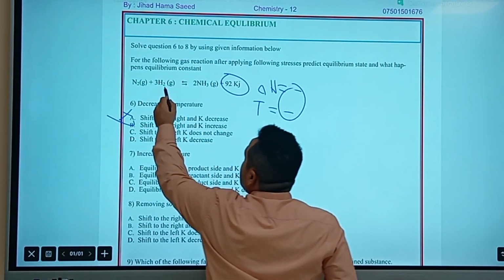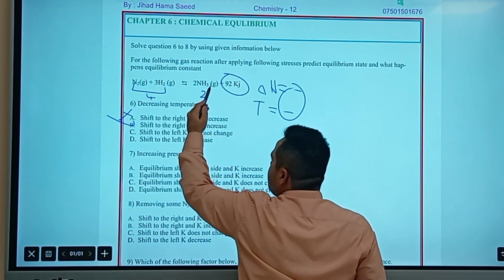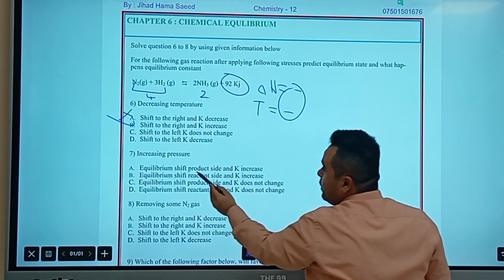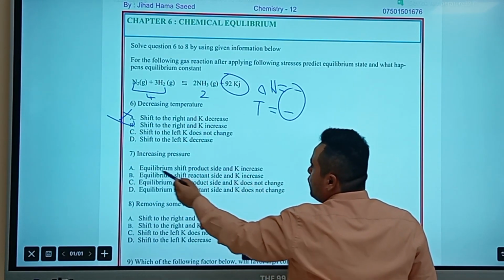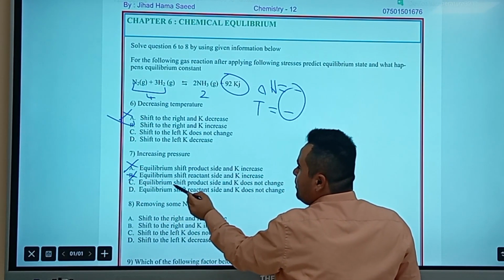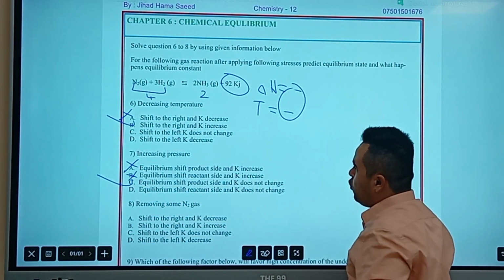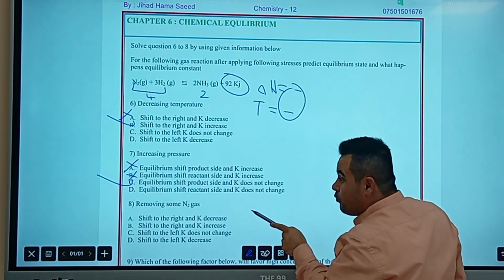Increasing pressure. Here we have 4 moles, there 2 moles. Increasing pressure favors the forward direction. Equilibrium shifts to the product side and K increases? No. K does not change. Equilibrium shifts to the product side and K does not change. C is the correct answer.